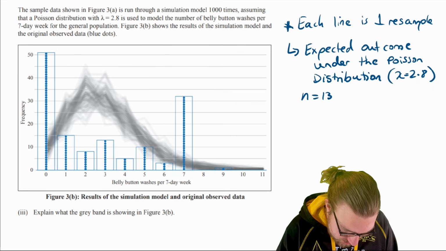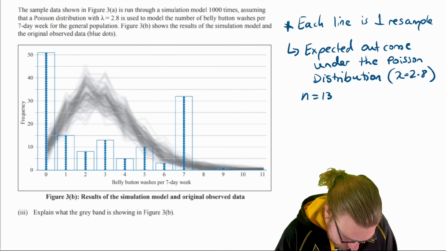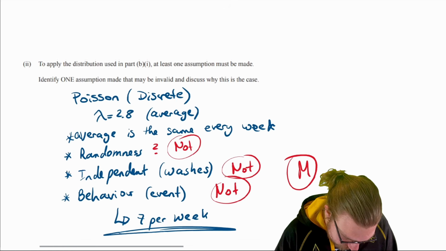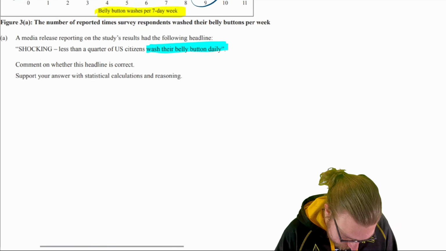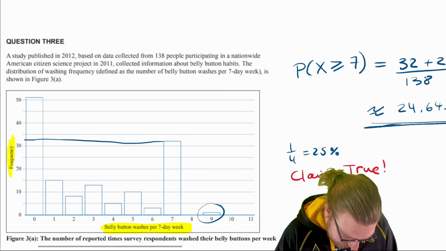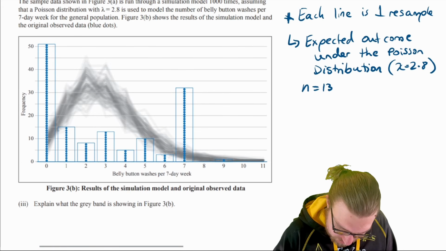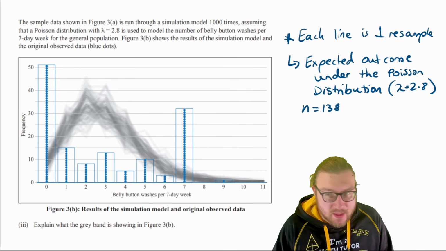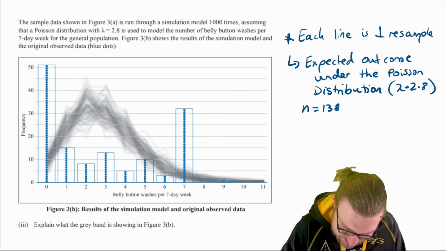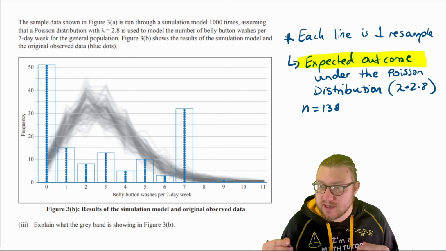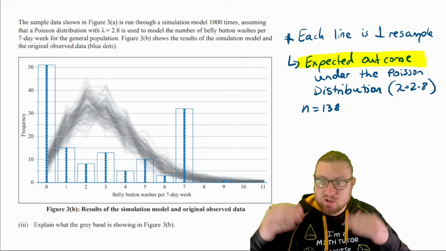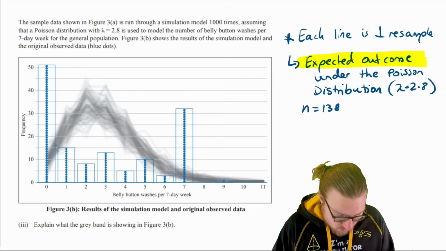Where's the number? Was it in the question before? We had a number of how many we had. 138 people. Yeah. Where are we here? 138. So the first part here is that is the expected outcome. That's what we expect. We simulate something and then we do it over and over and over to kind of see what we have.